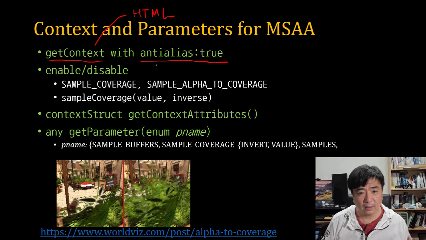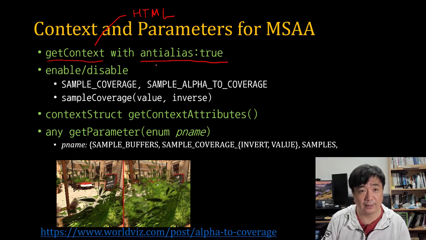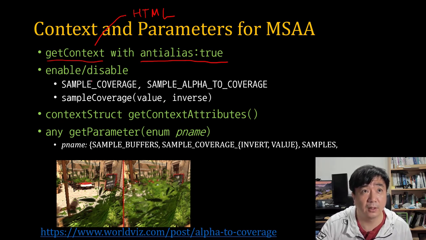Okay, if you create a canvas with getContext, we create the GL context, and it is decided at that stage whether to use anti-aliasing or not, so we cannot change it during the execution of WebGL. Okay, there are some multi-sampling related enable/disable context parameters.